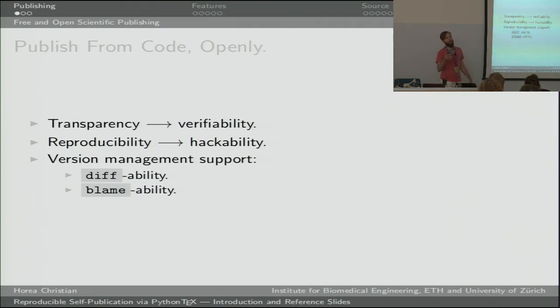Verifying that something is true might work even better if you can rerun it, but that's like an asterisk. So transparency is what mainly provides verifiability. Reproducibility is something else which we totally want so that it can make things hackable. Basically, if things are transparent, you can check them for whether or not they're correct.